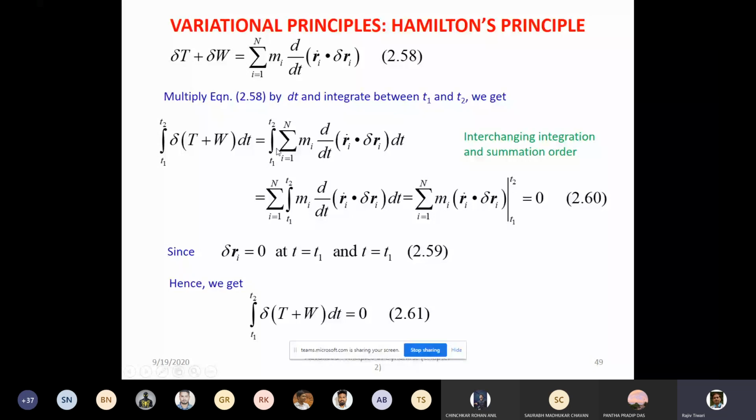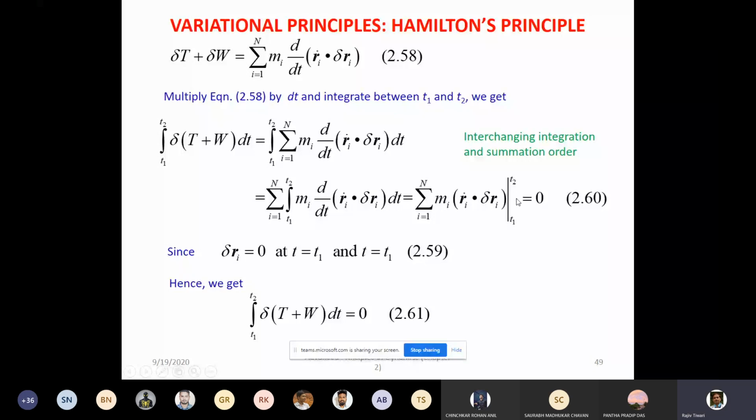So time t1 to t2 and this dt. Here the summation and the integration order can be changed. So put the summation outside the integration of this quantity. Now if you see, this is a total differentiation. So directly this can be written as summation of this quantity with the limits of the integration T1 and T2.